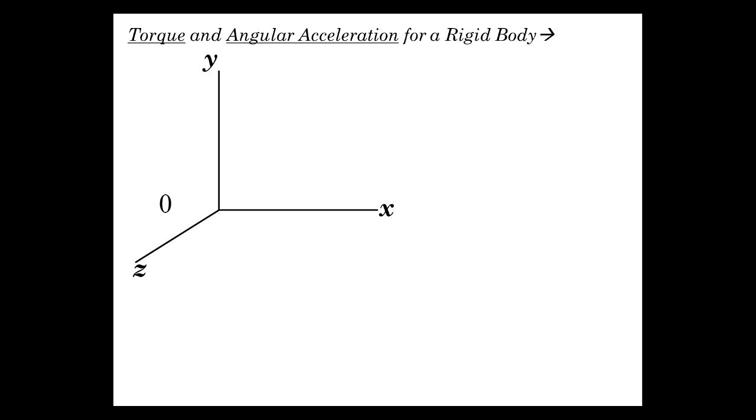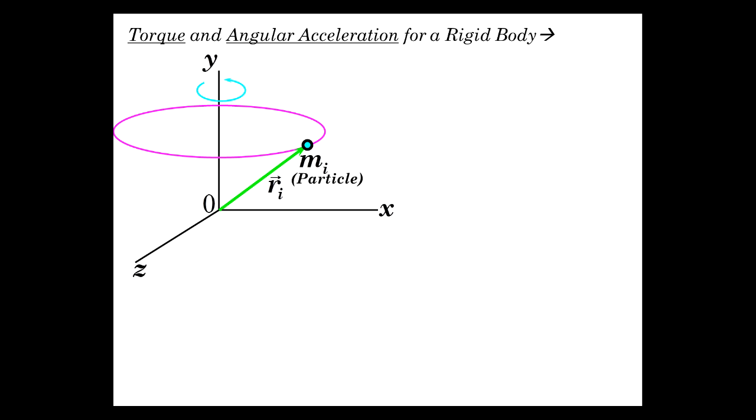Let's now carefully consider the torque and angular acceleration for a rigid body. So we have a coordinate system here, and we consider a path. We put a particle of mass m on that path. So that's an ith particle of a potential infinite number of infinitesimal particles, with the vector position r sub i vector, but the actual rotational radius is r sub i. So this radius is perpendicular to the axis of rotation, which is the y-axis in this case.